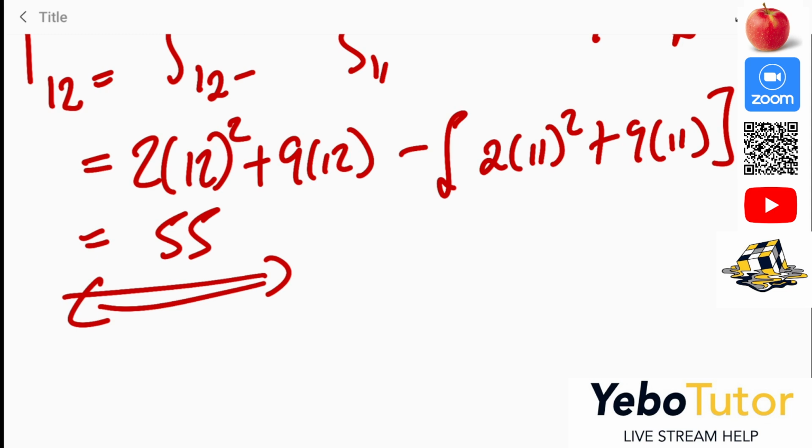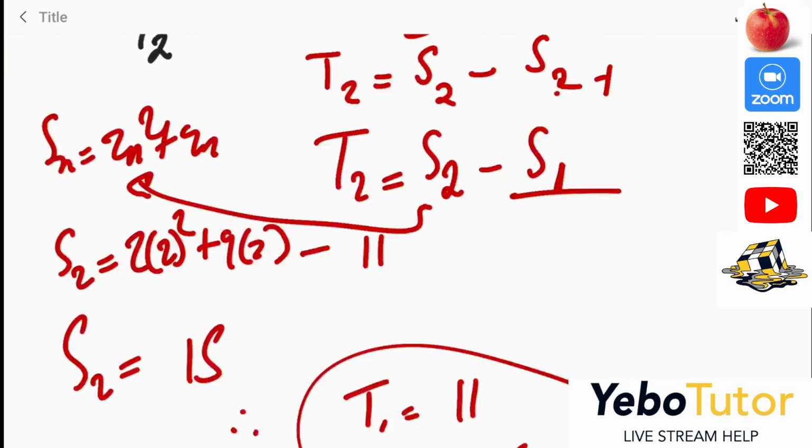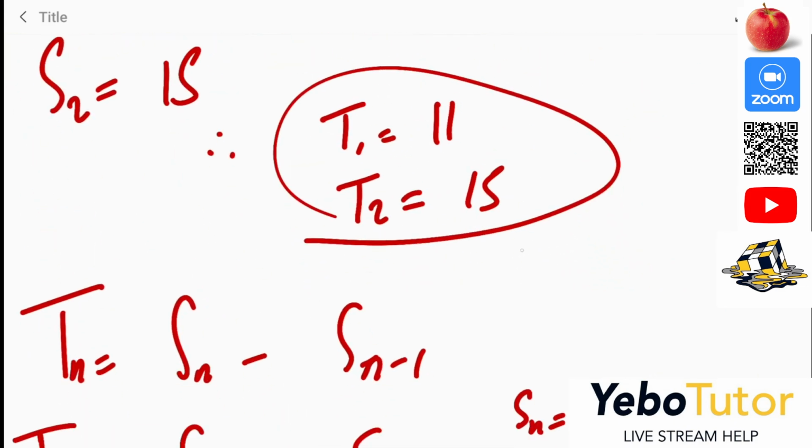If you were bored and wanted to find term number 12 by a long method, since you already know your T1 and T2, which are 11 and 15, and perhaps if you also knew term number 3, you could calculate your Tn. Then after you get your Tn, you can substitute the position of n with 12 and get the value of the term in that specific position. But that's a long method.